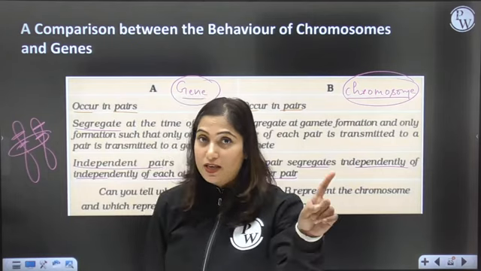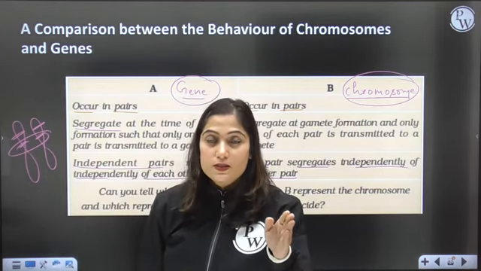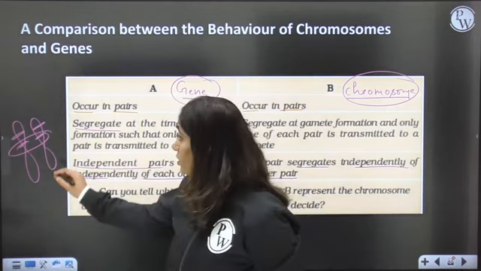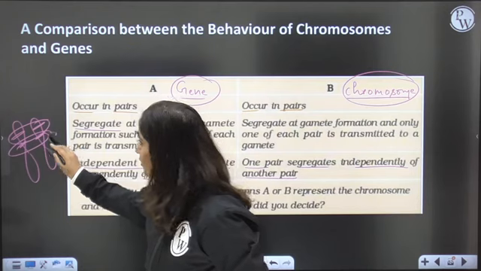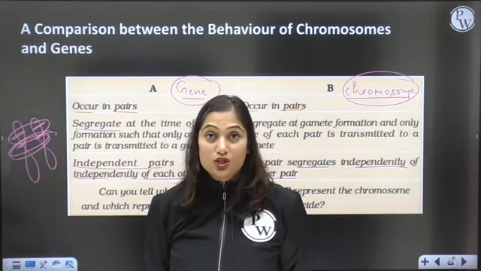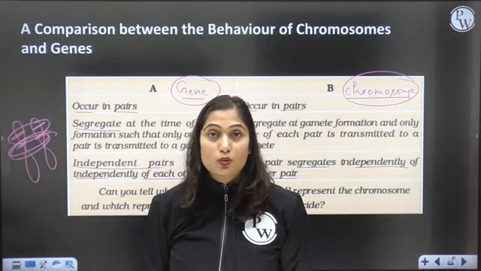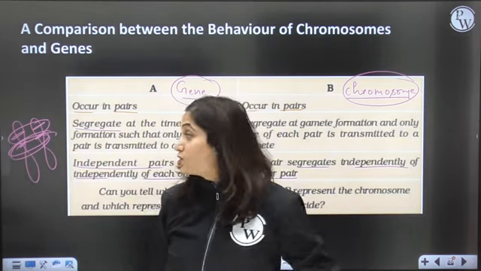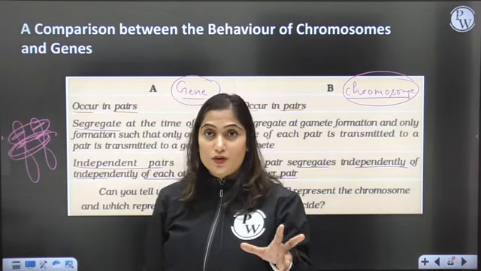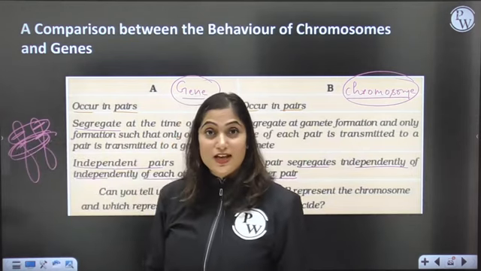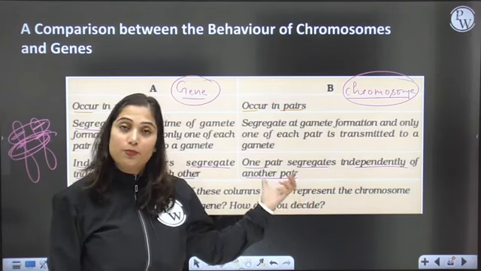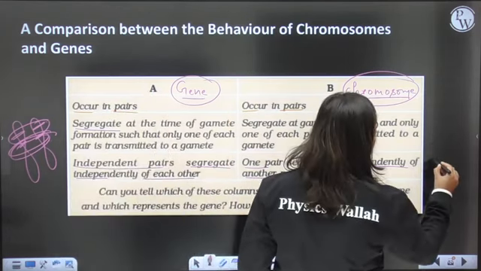It is not always possible, because the genes present on the same chromosome show linkage. In that condition, one pair of genes is not independent of the other pair of genes. One pair cannot be free of the other pair. So this line cannot usually be applied to genes.